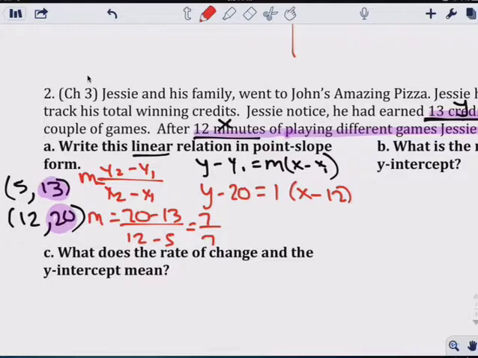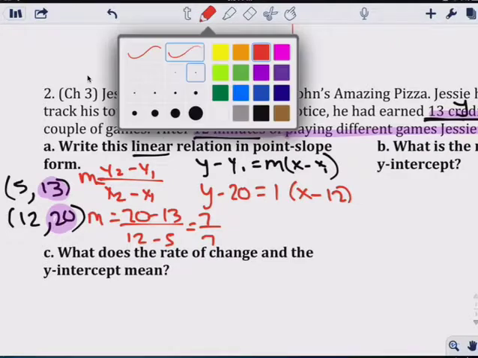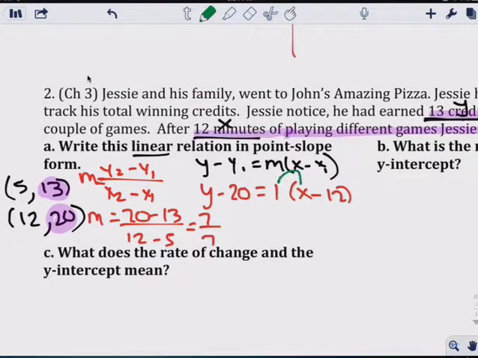Let me double check. Always double check. 20 minus 13 is 7. 7 plus 13 is 20. Yeah, 5 and 12. Yep, it's 1. Double check your slope. Because if your slope is wrong, everything else will be wrong. Okay, now this is in point slope. Don't go any further. This is point slope. That's all it's asking. Okay?